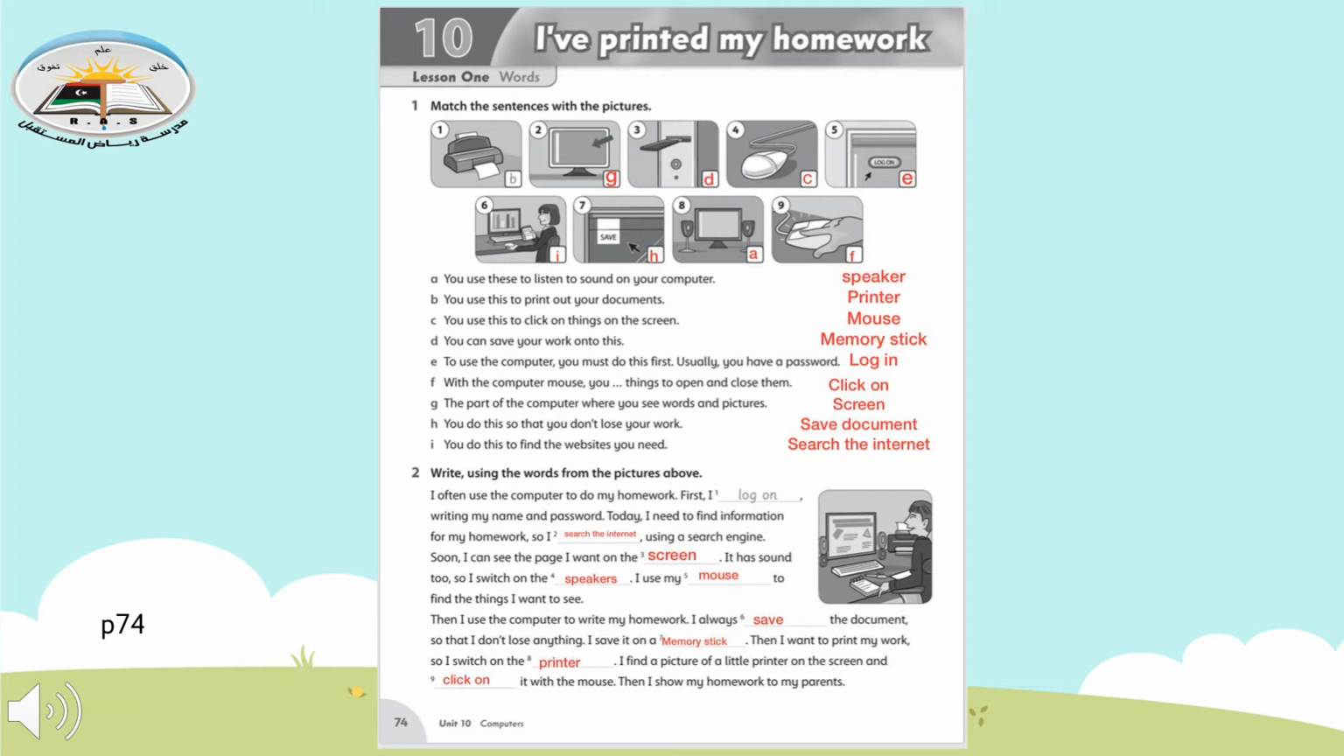Then I want to print my work. I save it on the memory stick. Space number 7, memory stick. So I switch on the printer. Space number 8, printer. I find the picture of a little printer on the screen and I click on it. Space number 9, click on it with the mouse. Then I show my homework to my parents. Now that's it for page 74. Thank you for listening.